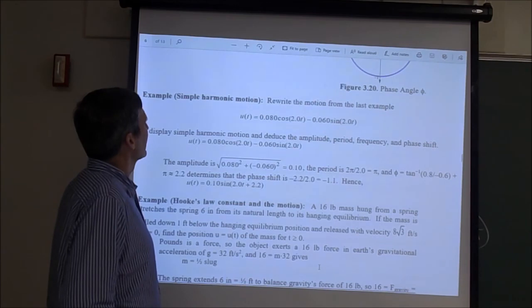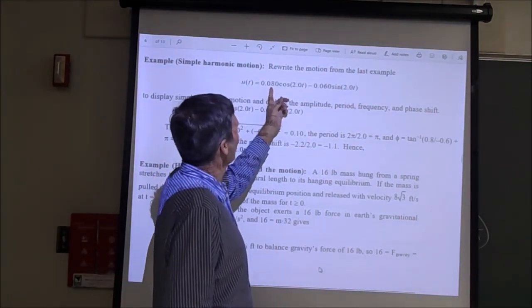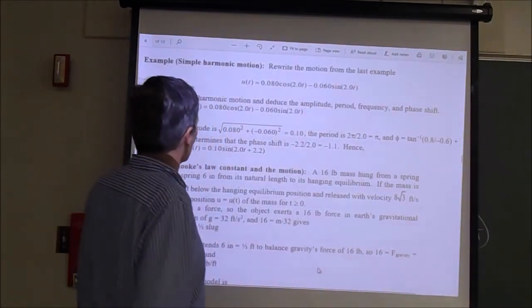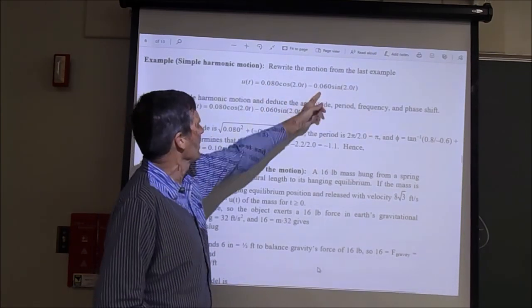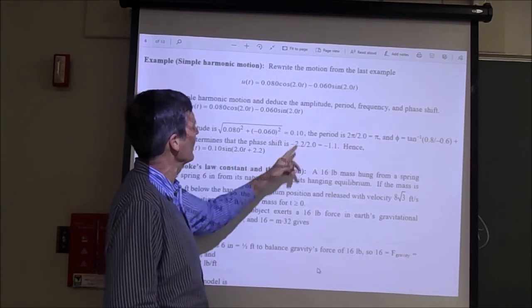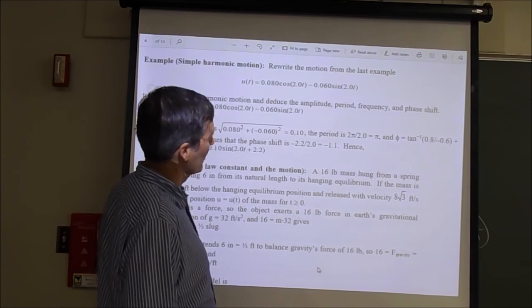Here's what we can do, for instance, on the last example. The solution was this, 0.08 cosine minus 0.06 sine. I wonder if I can write that as a single sine wave. So I do what I did before. The amplitude is the root sum square of the coefficients. Square root of 0.08 squared plus 0.06 squared is 0.1. So it's 10 centimeters that is the amplitude of the motion.